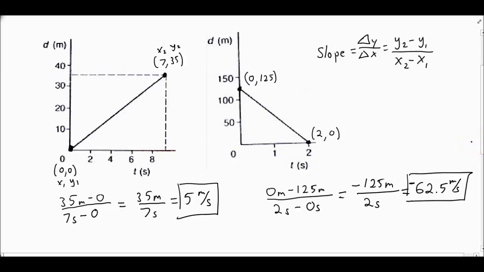Now slope, of course, in our line equation, y equals mx plus b, this right here would be where our slope goes.